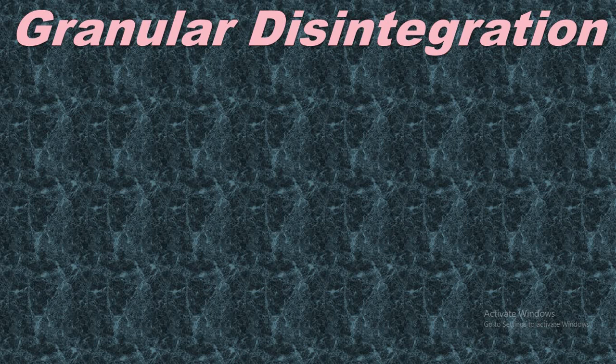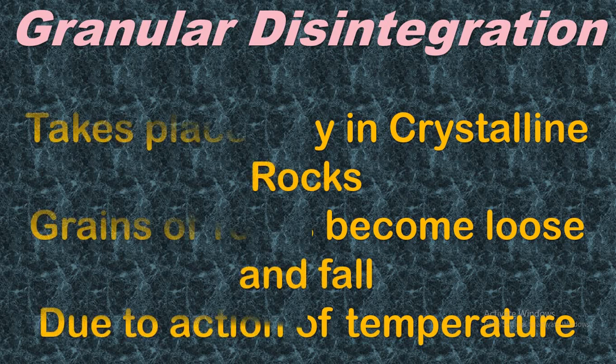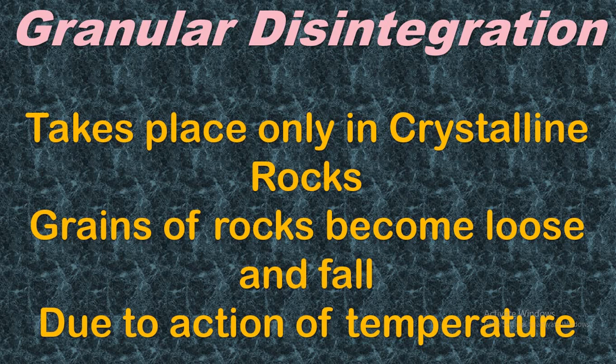This disintegration or breaking down process takes place in crystalline rocks. Do you know the meaning of granular? That is grains, tiny pieces of rocks which become loose and fall out. Okay, just see the slide. It takes place only in crystalline rocks, and the grains of rocks become loose and fall out. This is due to the action of temperature, that is due to climatic changes, hot or cold.